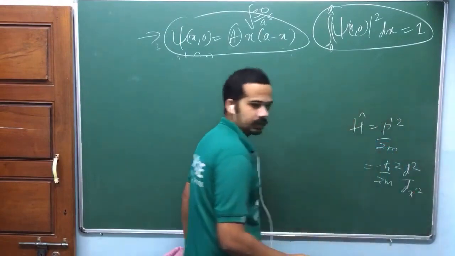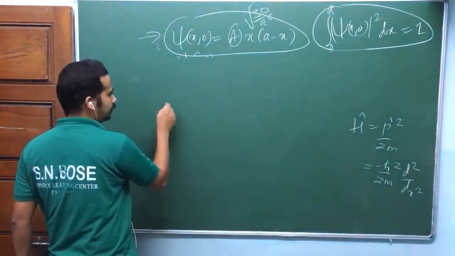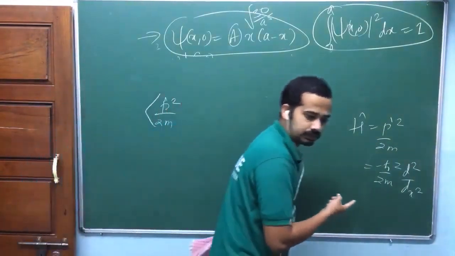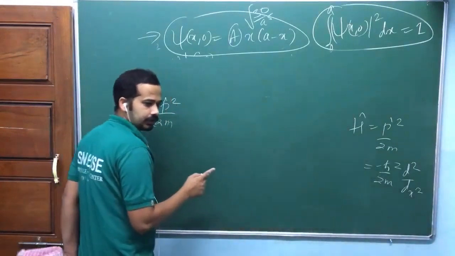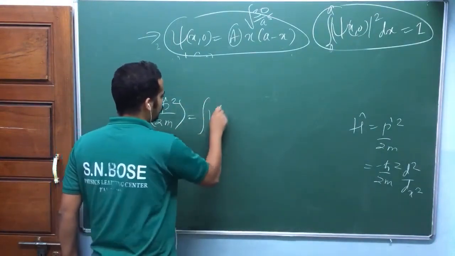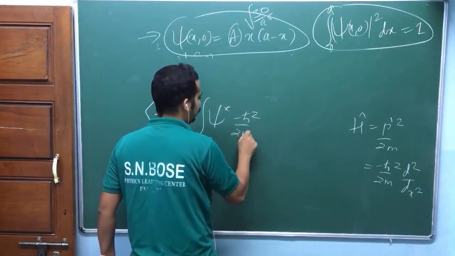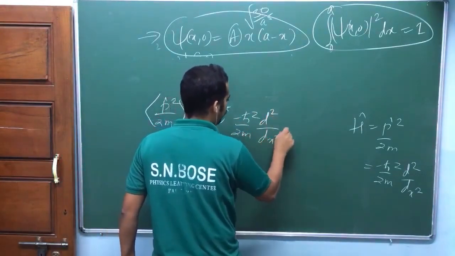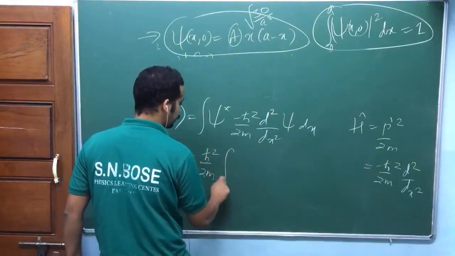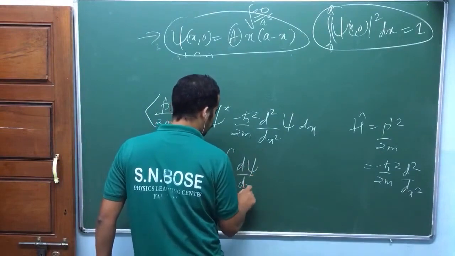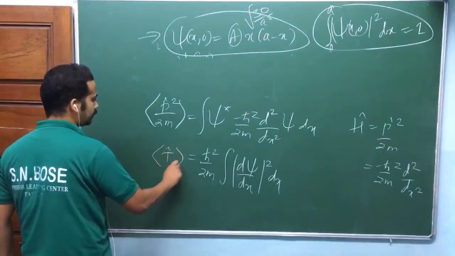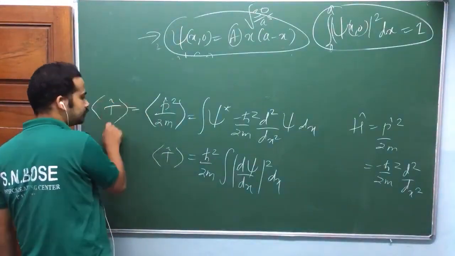I think I told one more technique, do you remember? That operator is the same everywhere. Now look at it. The integral of psi star times minus h bar square by 2m d square by dx square of psi dx can be written as plus h bar square by 2m, since one more negative sign will come, times the integral of |d psi by dx| squared. This is the expectation of kinetic energy.